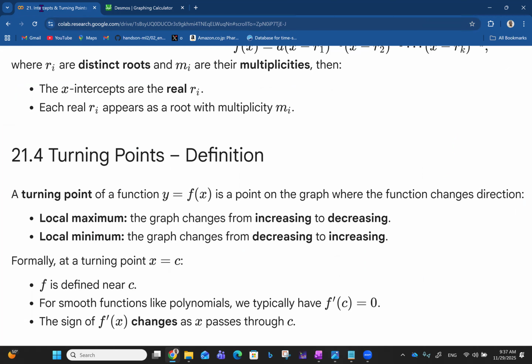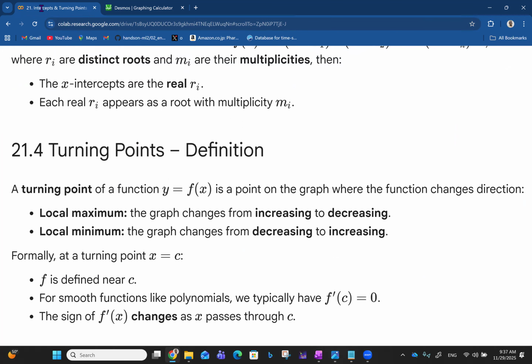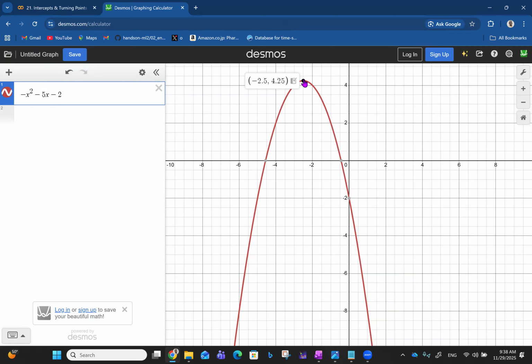So this is what you can now call the local maximum. Formally, at a turning point, x is equal to c, and f is defined near c. For smooth functions like polynomials, we typically have f prime of c equal to 0. For polynomials, you can easily get this point by differentiating the expression, minus x squared minus 5x minus 2, and equating it to 0. It will give you this point, which is minus 5 over 2, comma 9 over 4.